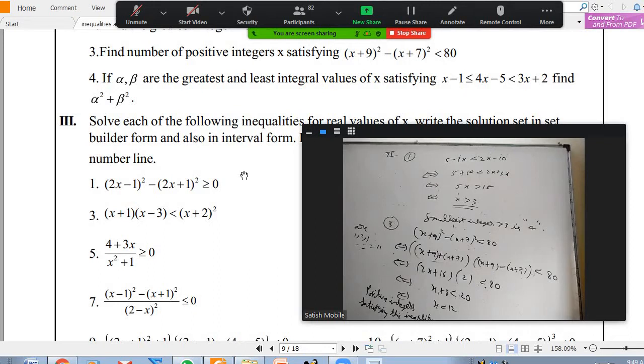Excuse me, sir. Yes, please. Since the third question asks for the greatest positive integer satisfying the inequality, it will be 11. Yeah, correct. And the smallest positive integer they asked, it is 1. But they had asked the number of positive integers, which is 11. All right? Yes, sir.